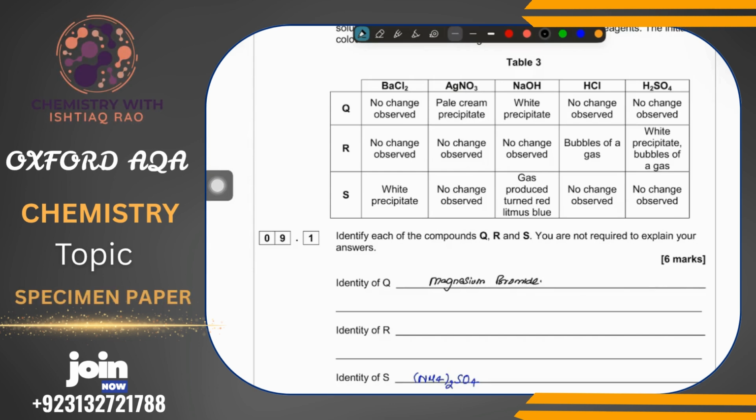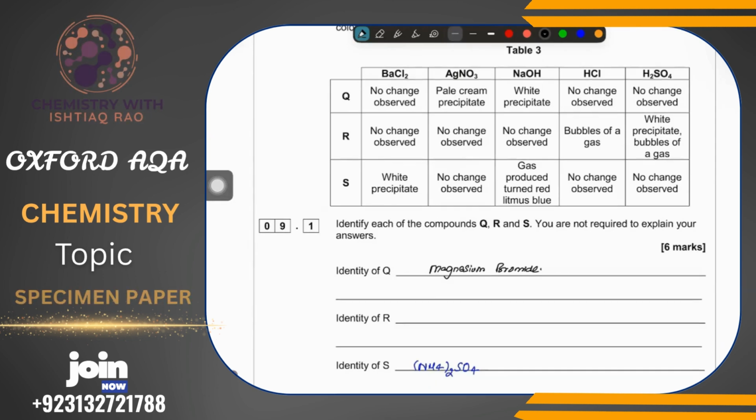If you are adding barium chloride and getting the white precipitate, the white precipitate is due to the formation of barium sulfate, right? There is nothing to do with the sulfate. But I can say that it's a carbonate. Understood, because carbon dioxide is released, it's a carbonate. But which metal is there? Then you have to see this one.